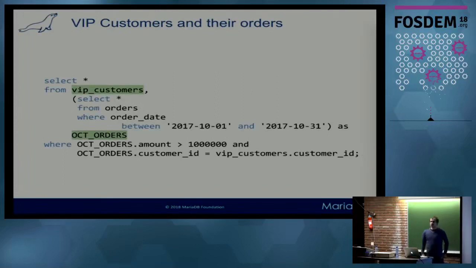Here's our query example. We want to get all our customers which had orders, which had large orders, so greater than 1 million entries in their order. There's only a few customers, so that's why they're VIP customers. And the orders have to be from October start to end, 2017.